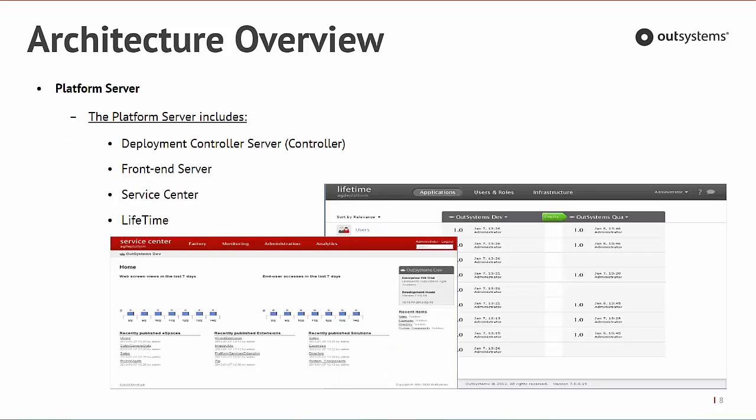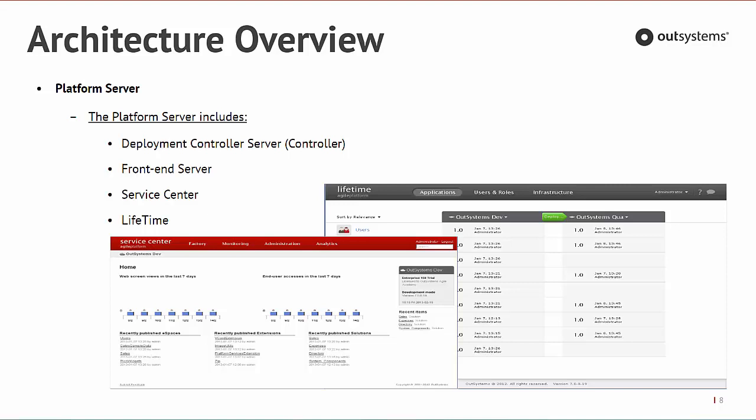So the platform server is the core of the platform. It contains two subcomponents: the deployment controller server, typically just called the controller, and the front-end server. The deployment controller is in charge of compiling modules and extensions. Modules are developed in Service Studio, extensions are developed in Integration Studio, and the controller also deploys the compilation result to the front ends. There is only one deployment controller server for each platform server installation.